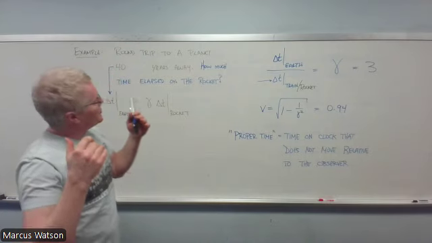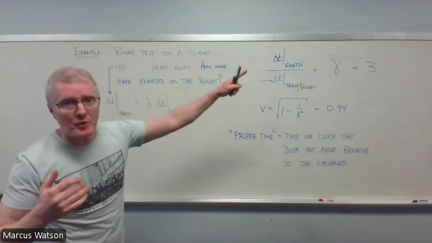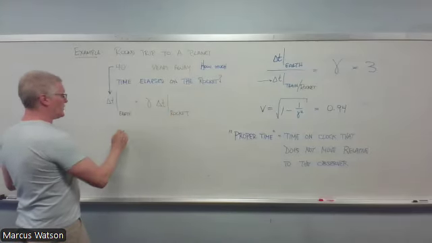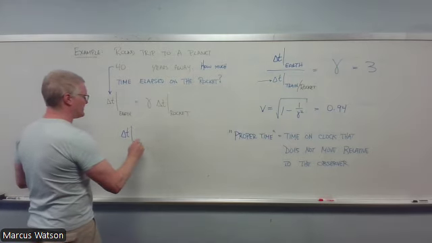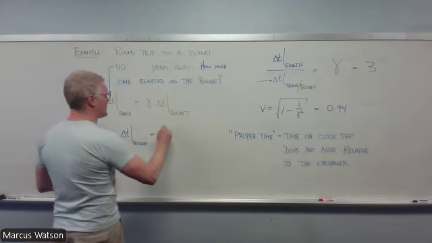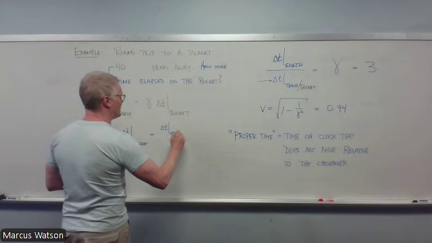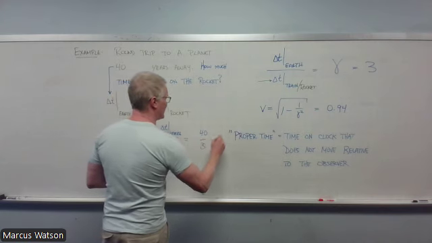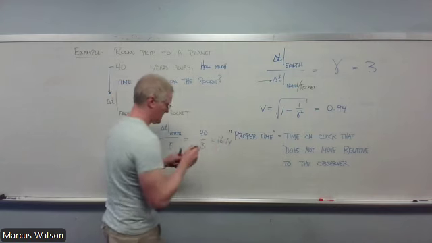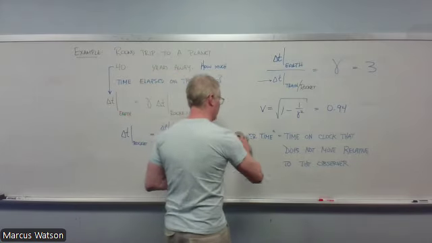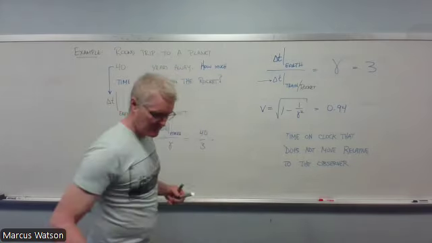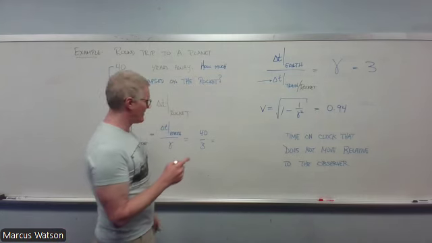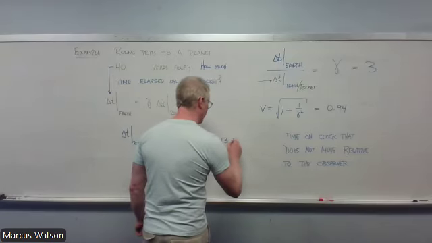Now, if it's traveling at 0.94 and its gamma is still 3, then all I have to do is figure out what delta T rocket is. Well, it's delta T Earth divided by gamma, which means it's 40 divided by 3, and that's about 16.7 years. Is that right? That doesn't seem right. What's 40 divided by 3? It should be 13.3 years.